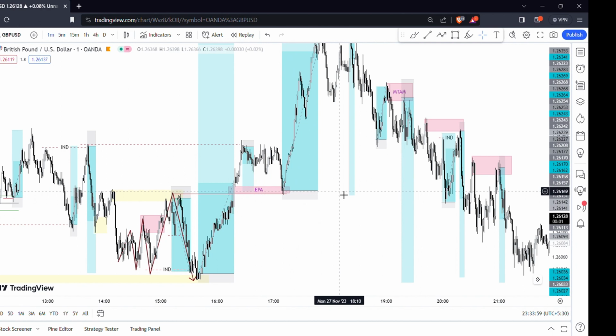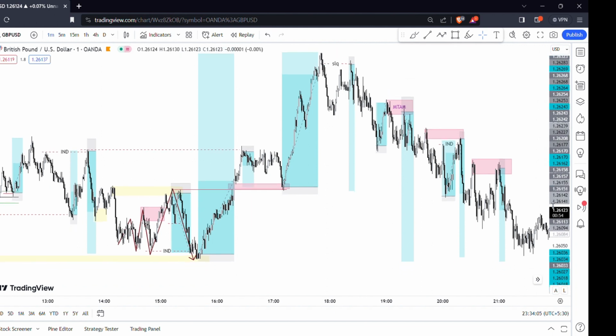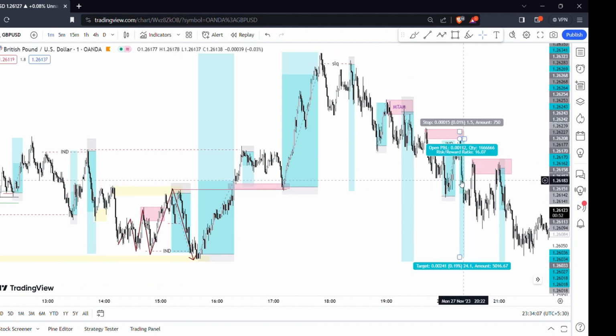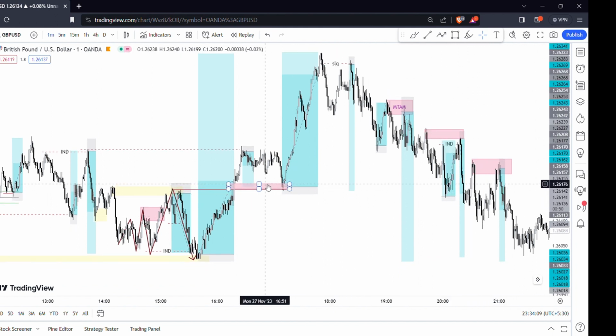That's why I bought. I don't want to explain the inefficient price action and efficient price action. I want to keep it for my mentorship students, because this is the final sauce. If I explain here, everybody can trade like me. That's why I only open it for my mentorship students.